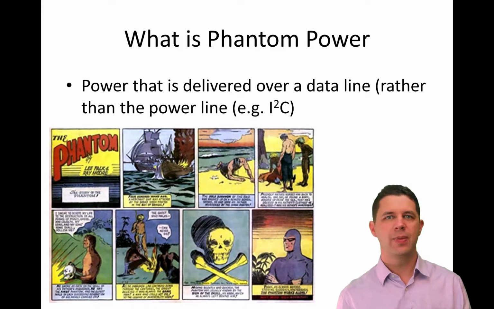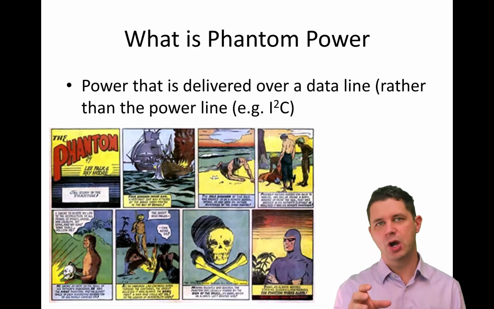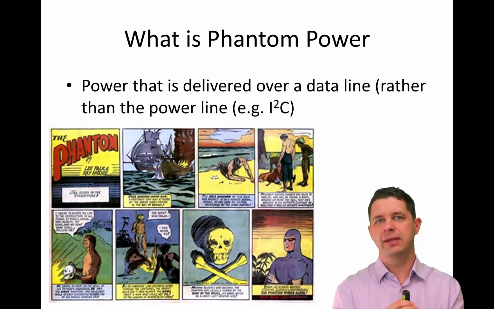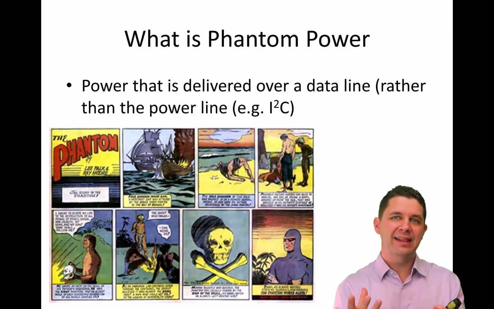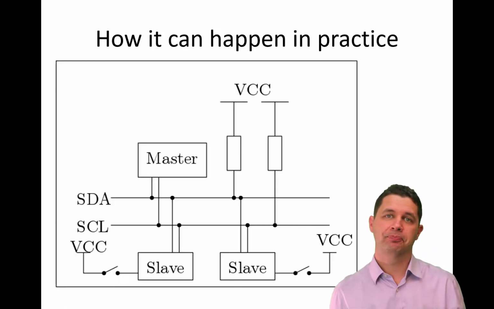When I talk about a power line, I'm talking about the pins that supply power to our microcontroller or our sensor or whatever it happens to be. When I'm talking about a data line, I'm talking about where you're sending data back and forth between things. One example where this commonly happens is in I2C.